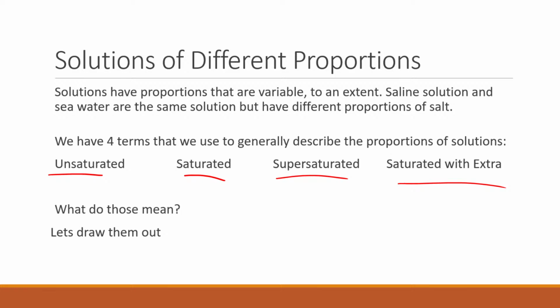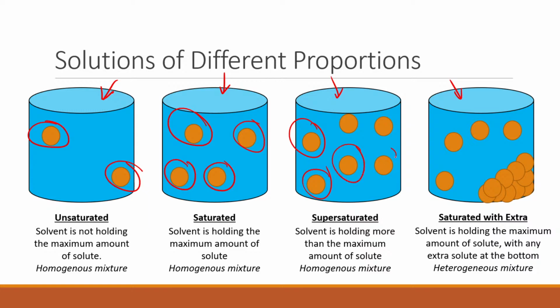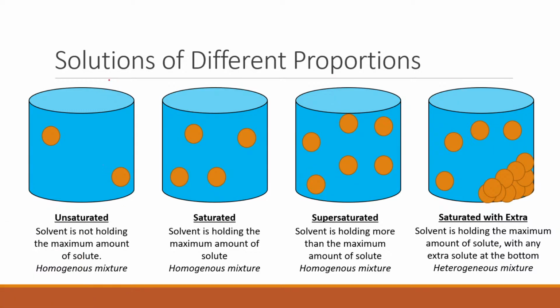These are easiest to see visually, so I went and I made little diagrams for us. Right, let's look at these 4 cups of water and the amount of ions, which we have as these orange things, right? All these ions that are floating around in the water. Our first solution here is an unsaturated solution. It is not holding the maximum amount of ions that it can hold. Plain and simple.